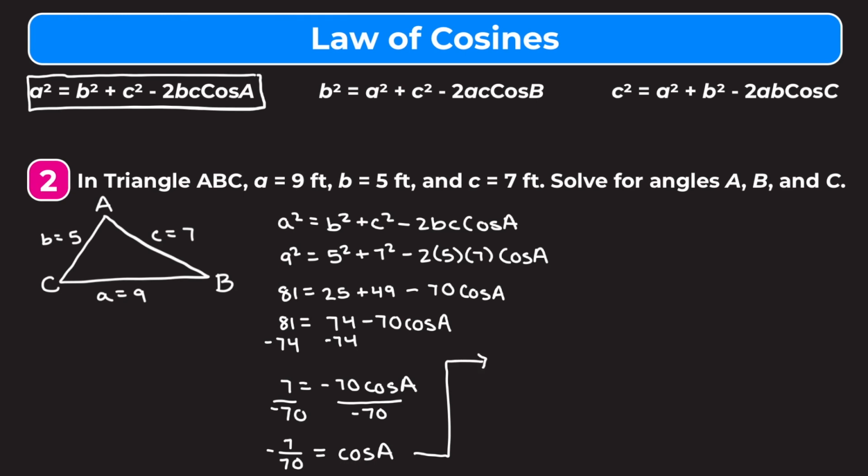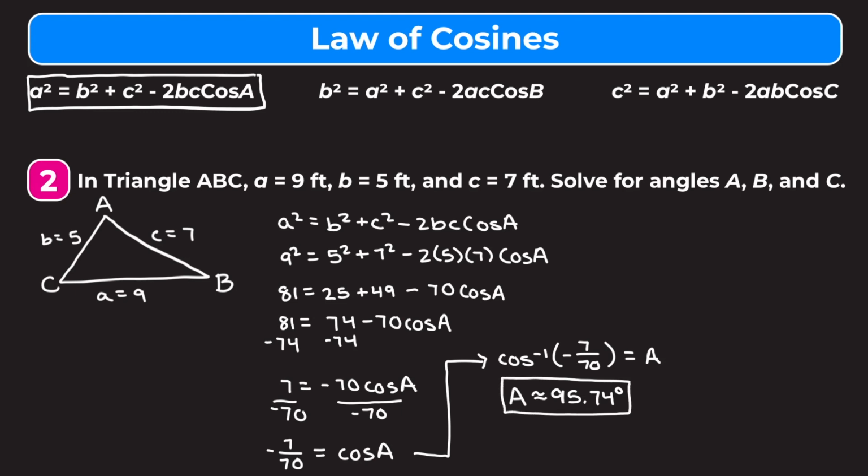So to get rid of that cosine, we have to cosine inverse both sides. So we're going to take the cosine inverse of the left side, so negative 7 over 70. And when we cosine inverse a cosine, they cancel out, so we're just left with angle A on the right, which is what we want. And now we're going to put the left side into our calculator. And if you do that, you should get that angle A is roughly 95.74 degrees.